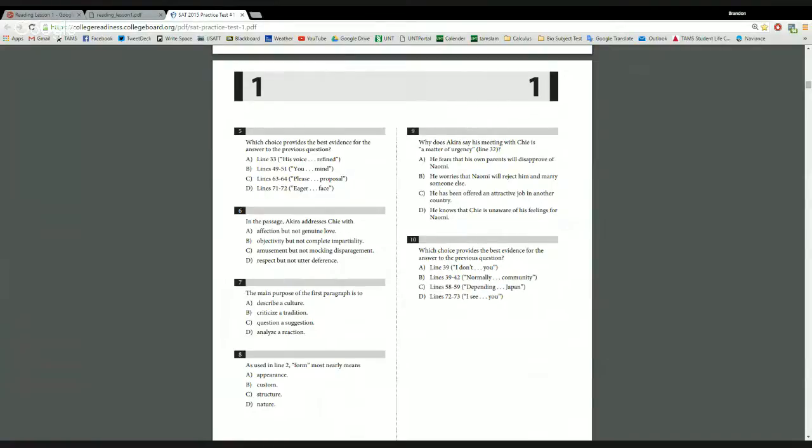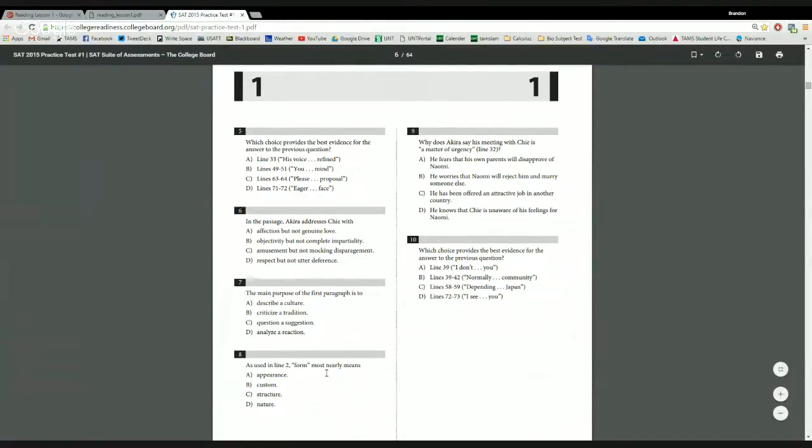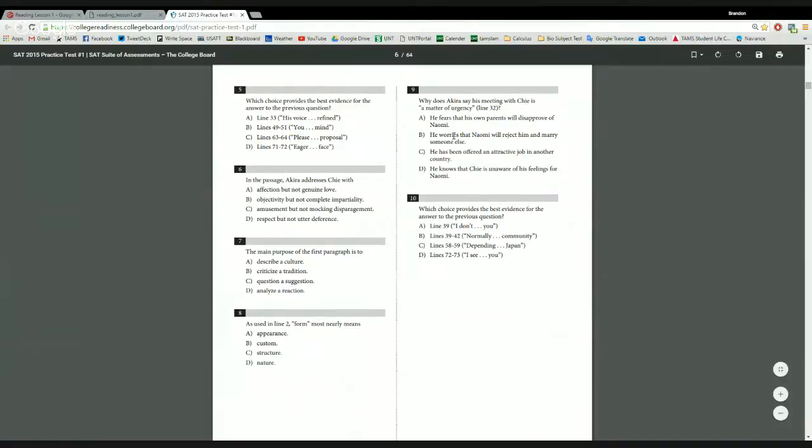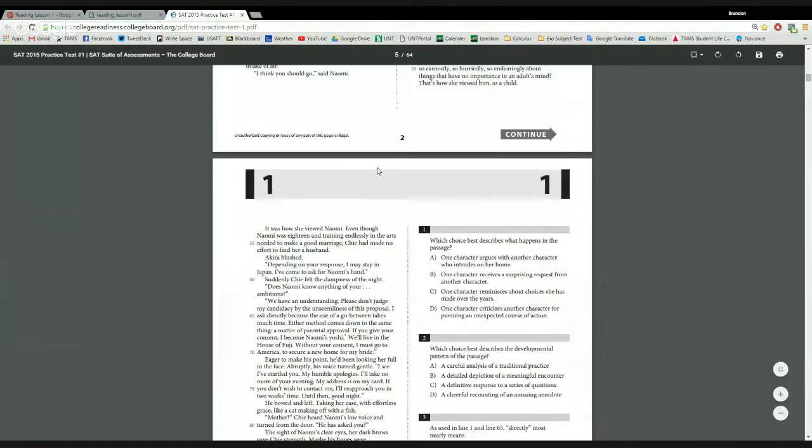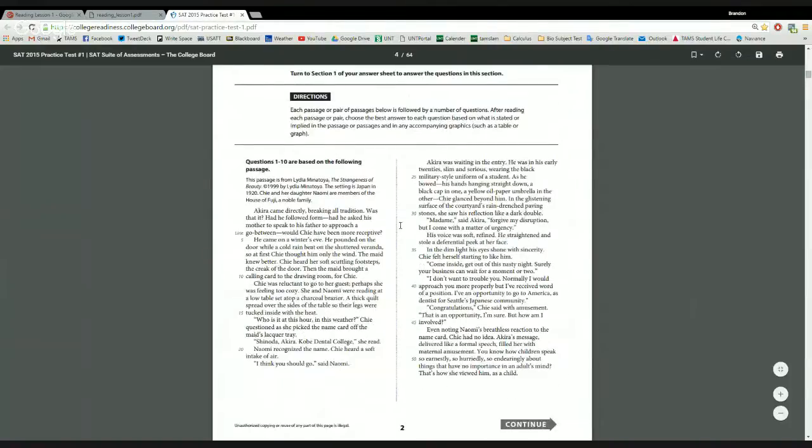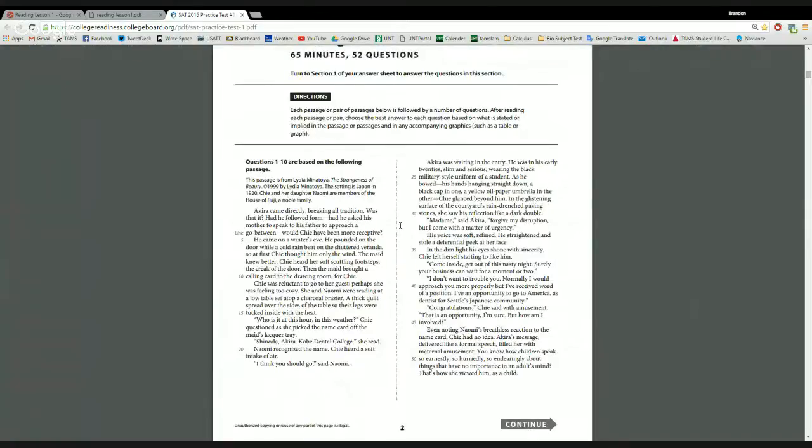Okay. And number 8, same thing, line 2. And then number 9, line 32, you want to mark those up. So now you should have a passage that is marked up. So when you read through it later, you can focus on what you marked, and hopefully you should be able to get answers off those.